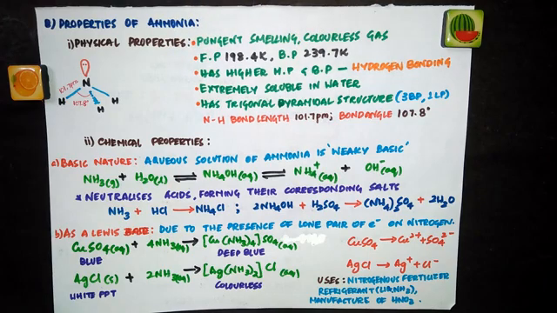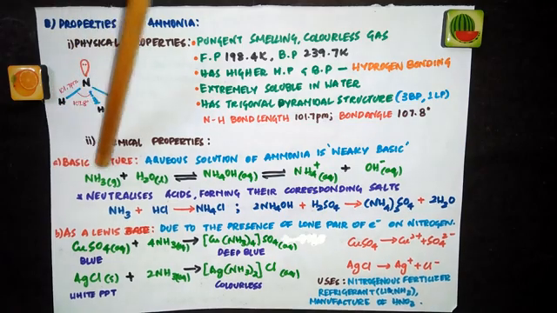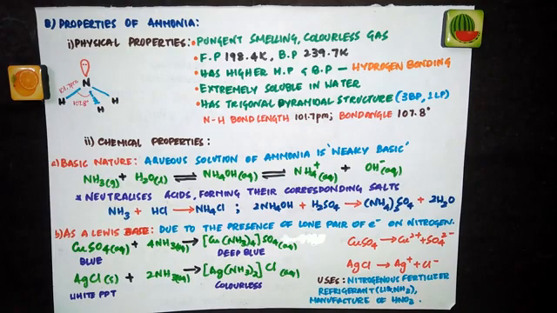It is due to hydrogen bonding, because nitrogen is bonded with hydrogen in ammonia, NH3, and nitrogen is more electronegative, so it gets a partial negative charge and hydrogen gets a partial positive charge. So they will have intermolecular hydrogen bonding, which happens between one molecule of ammonia and another molecule of ammonia. So due to the presence of hydrogen bonding, the boiling point and the melting point of ammonia are higher. And the next one, ammonia is extremely soluble in water.